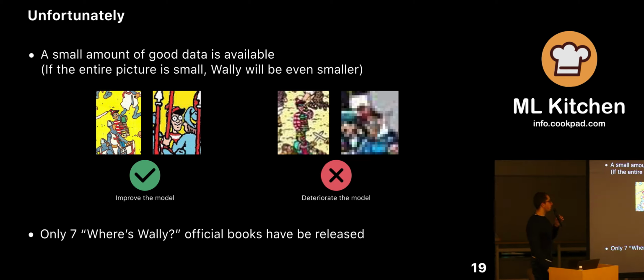And there are only 7 official Where's Wally books. So there are approximately 12 pages per book, so it's not a really good amount of images for a machine learning project.